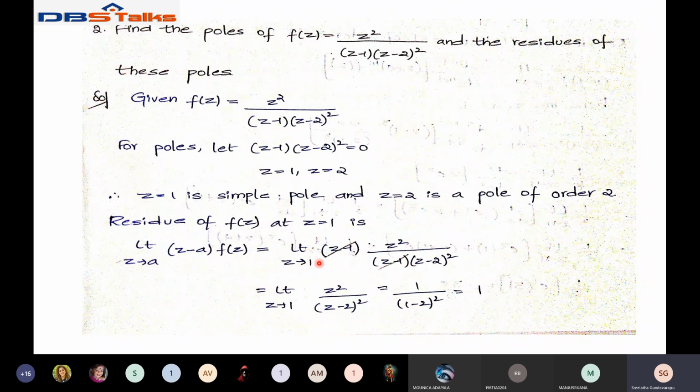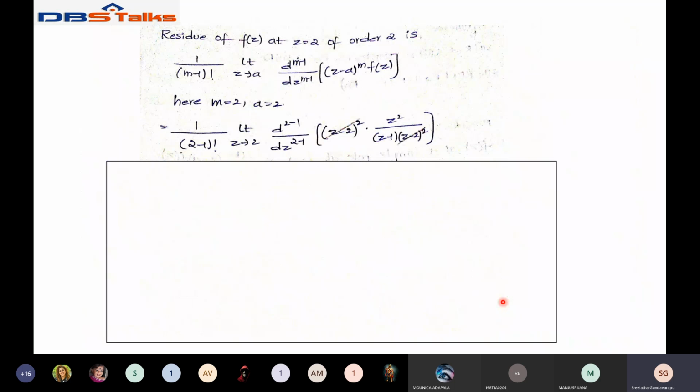So limit z tends to 1 of (z minus 1) into f of z, where f of z is z square by (z minus 1) into (z minus 2) whole square. After cancellation that equals limit z tends to 1 of z square by (z minus 2) whole square. Then substituting z equal to 1, we get 1. Therefore the residue of f of z at z equal to 1 is 1.